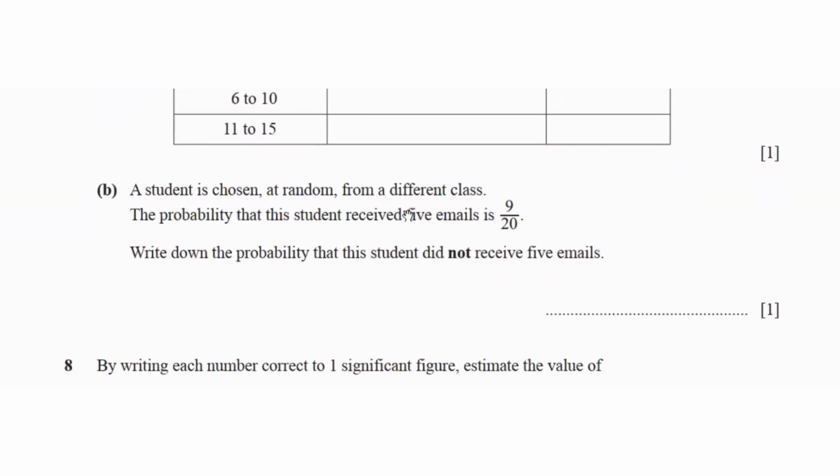A student is chosen at random from a different class. The probability that this student received 5 emails is 9 over 20. Write down the probability that this student did not receive the 5 emails. So that's going to be 1 minus 9 over 20. Because if 5 are receiving the email, the probability of the student not receiving the email is the rest of the possibilities. So that's going to be 1 minus 9 over 20, which is 20 minus 9 over 20, and that is 11 over 20.